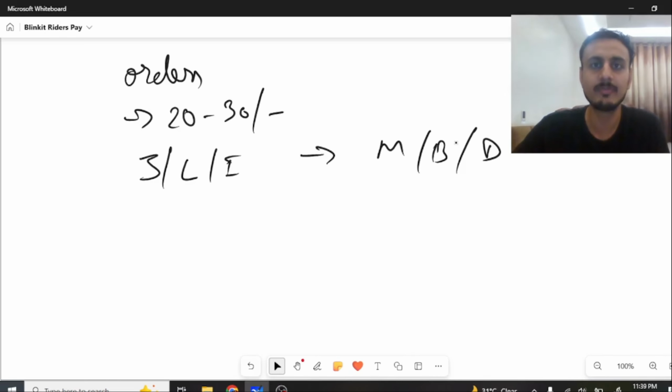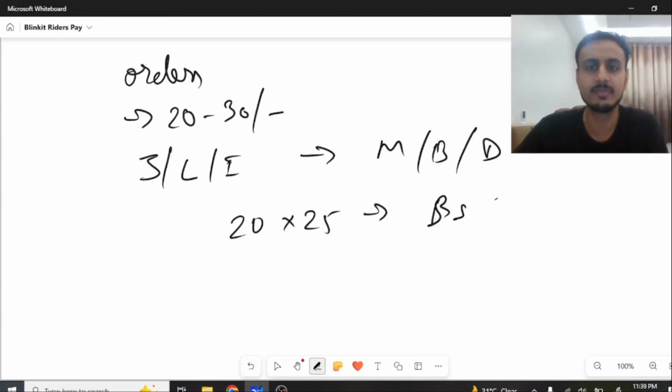So maybe you would pay 20 rupees in tier 3, tier 4 cities, 25 rupees in a tier 2 city, and maybe 30 rupees in a metro or tier 1 city. So this would be the per order cost. So let's suppose a delivery partner is doing 20 orders in a day, and the base rate card is 25. Then this would basically be rupees 500. So ideally, this is the basic minimum pay that the delivery partner is going to get.